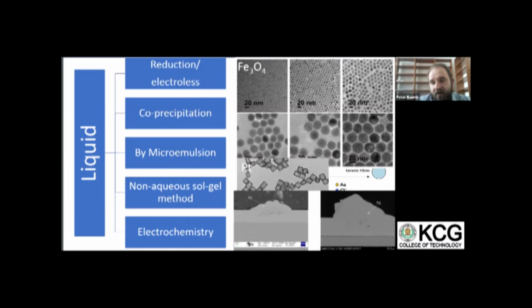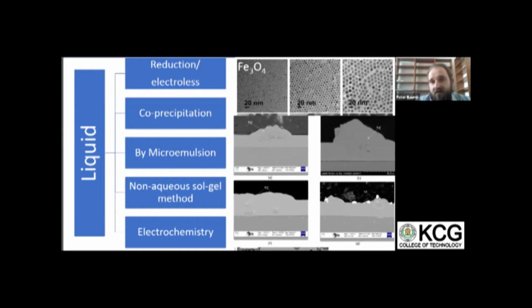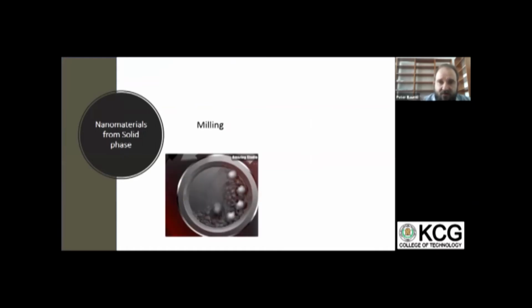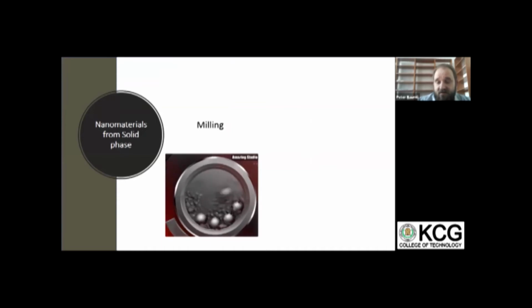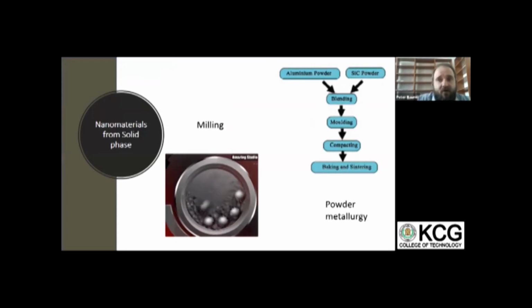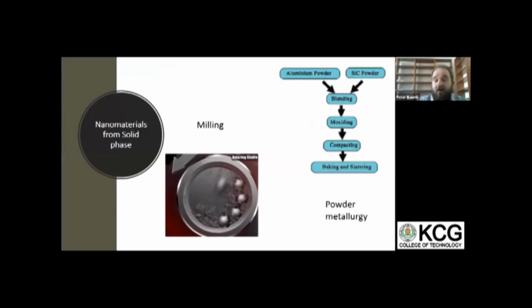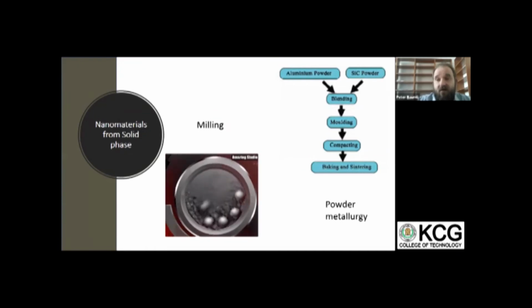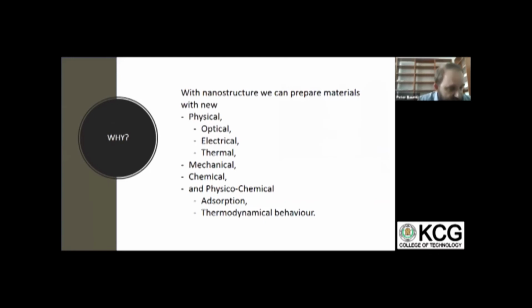Platinum we can prepare, or using reduction or electrolysis technique we can prepare coating, as you can see here as a coating. Nanomaterials, we can prepare nanomaterials from solid phases, as I mentioned. In this case, we have to destroy the structure. This is the milling. And then using powder metallurgy, we can form, for example, composites or any other required products from this material.